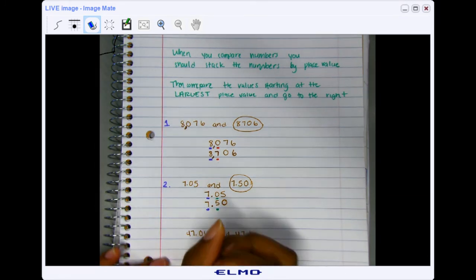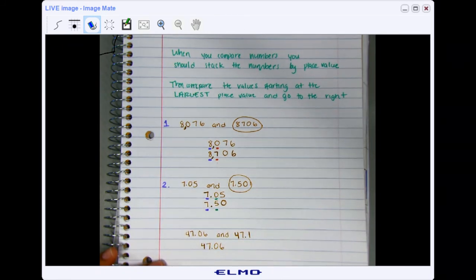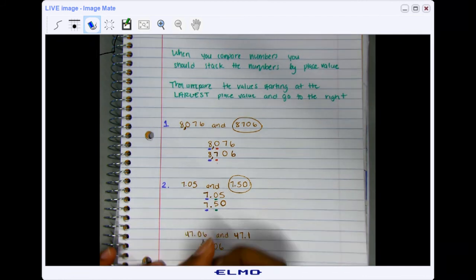Okay, first I'll write the first number, 47 and 600. Next, we have to line up our second number by place value. There's a 4 in the tens place, a 7 in the ones place, then there's a 1 in the tenths place.